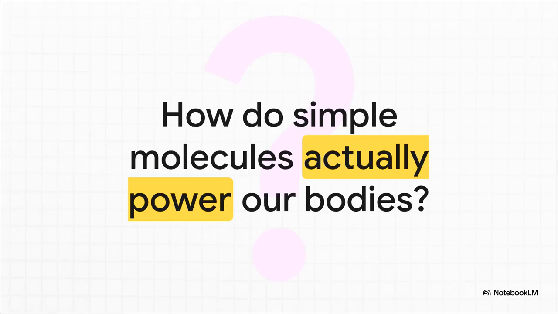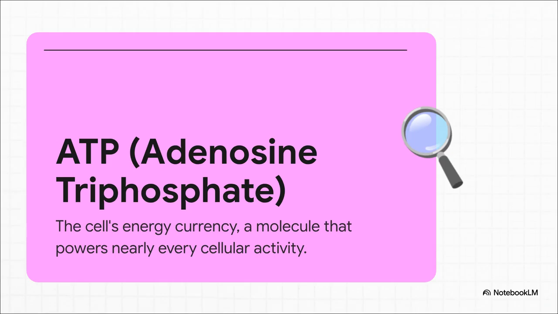Which brings us to the big question. We've got glucose, we've got amino acids and fatty acids. They're inside our cells. So how does a cell turn these raw materials into the energy that literally keeps us alive? The answer comes down to one absolutely essential molecule: ATP, or adenosine triphosphate. You can literally think of it as the cell's money. It's the energy currency.